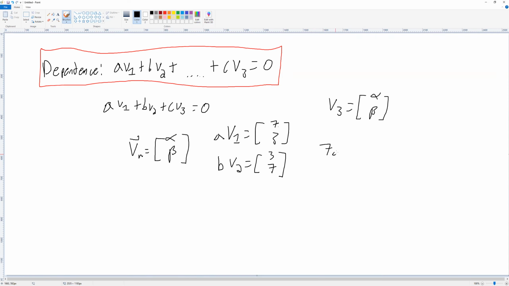So 7A plus 3B equals alpha. That comes from this one and this one. And then I'll use a different color here. 3A plus 7B equals beta. That comes from this one, and this one.